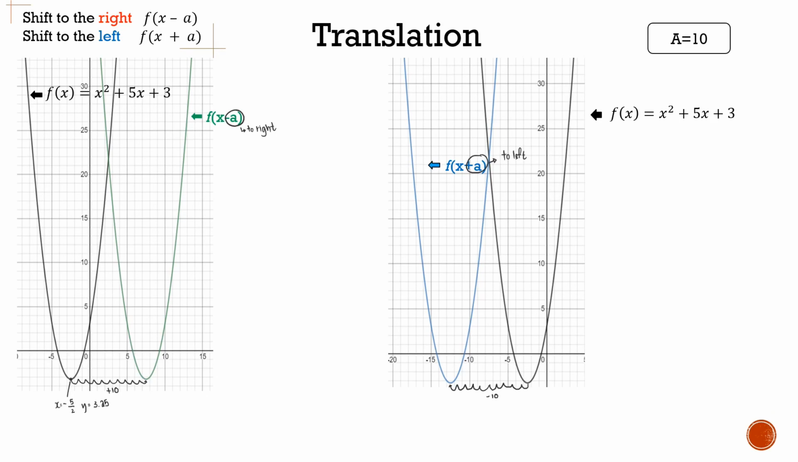The quadratic function only has two translations. If the question asks you to find a translation of f(x - a), it is just to shift to the right, and how many spaces you have to shift depends on the value they give. If the question asks you to find a translation of f(x + a), it is just to shift to the left.